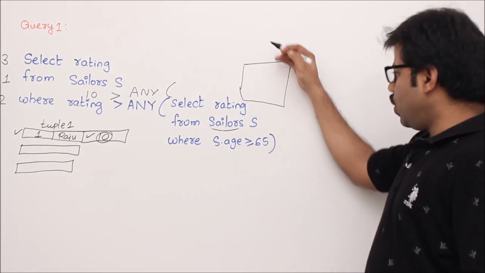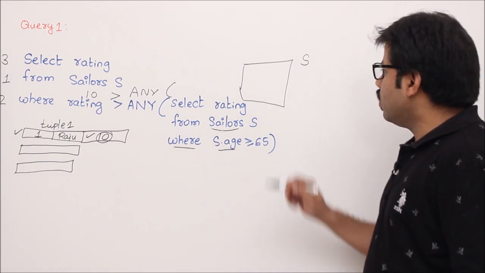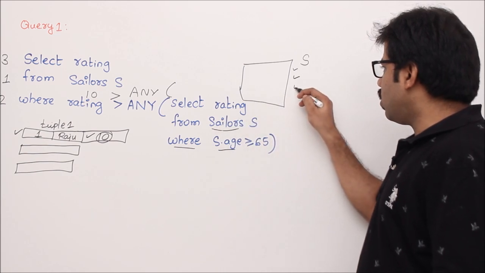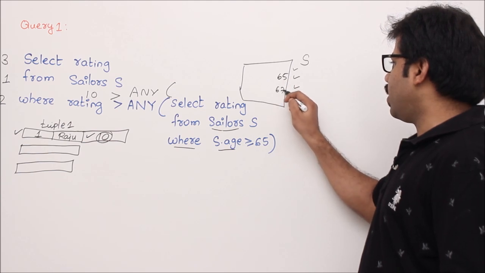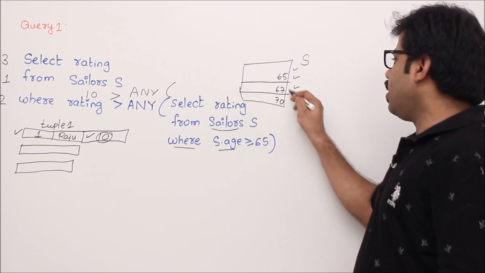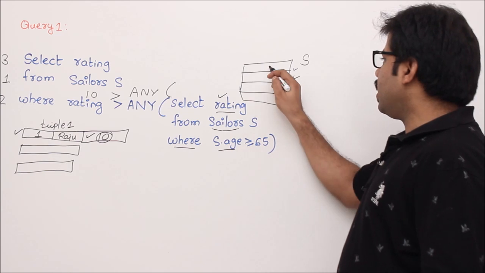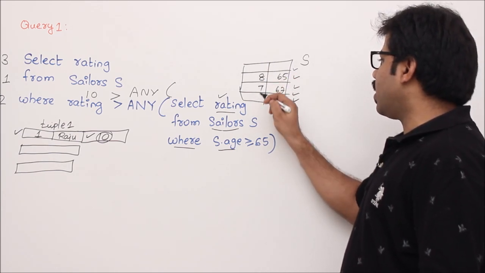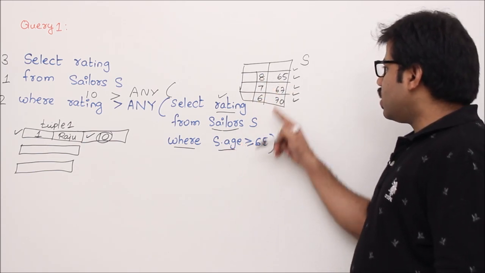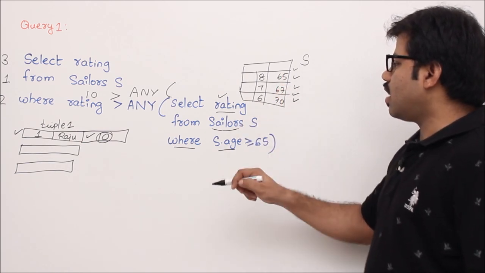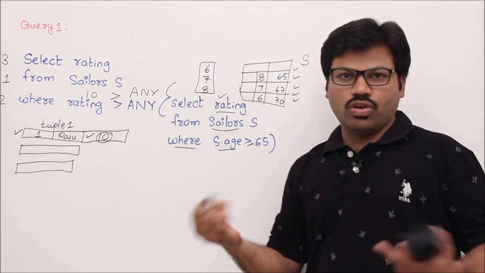Imagine you now have a new sailor table S. Where S.age greater than or equal to 65, take all those tuples, like 65, 67, 70. Such tuples will be taken. After that, their ratings will be projected. In this query's output, ratings will be printed. Let's say the ratings are 8, 7, 6. Since S.age is greater than or equal to 65 for these three tuples, their ratings are 6, 7, 8. Then this query's output is 6, 7, 8 in any order. We don't know the order.